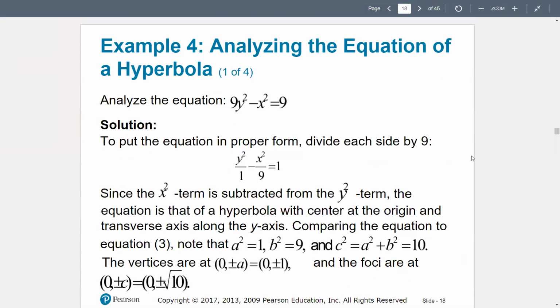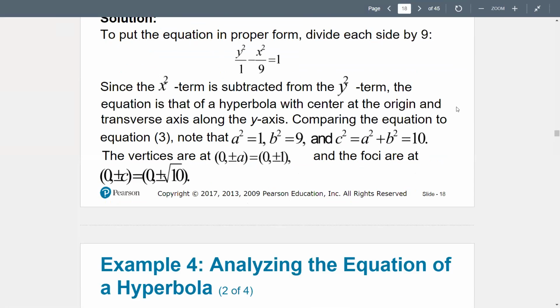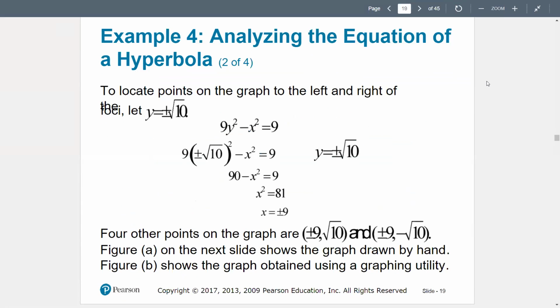Okay. Let's take a look at an example. Here they went through and divided so they can verify what their transverse axis is going to be. They found their a squared, their b squared. They used that to find their c squared. They found their foci and their vertices. A lot of this is plug and chug, really. It's kind of taking you back all the way to algebra 1, where you were basically learning family functions.